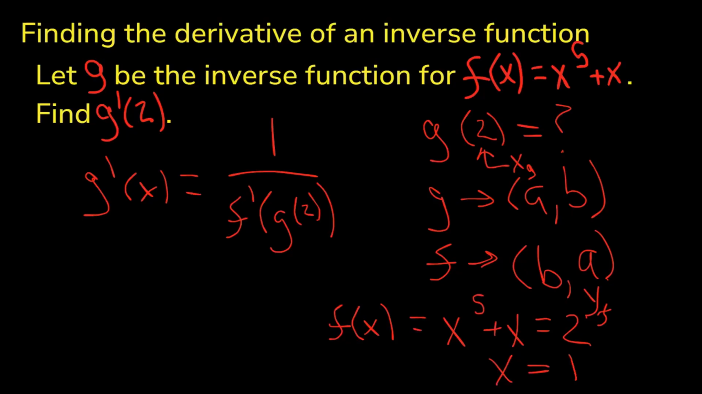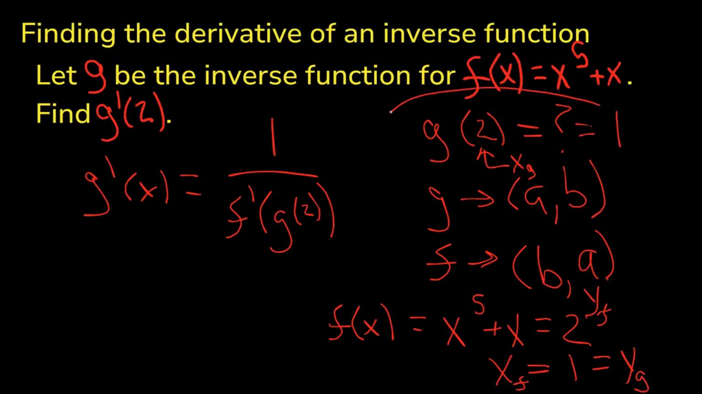So even though we don't know what the g function is, it is the inverse of f. We know that because g of 2, the 2 is the x value on g, f is the inverse, therefore 2 is the y value for f. If we set f equal to 2 and solve for x, we get x equals 1. What that means also is that's the x value for f, but it's also the y value for g. So we know that g of 2 is equal to 1.